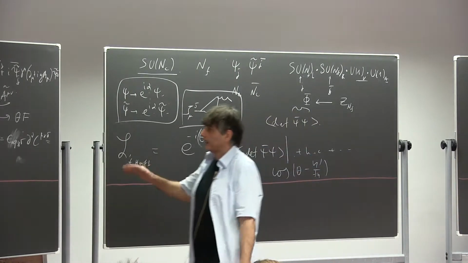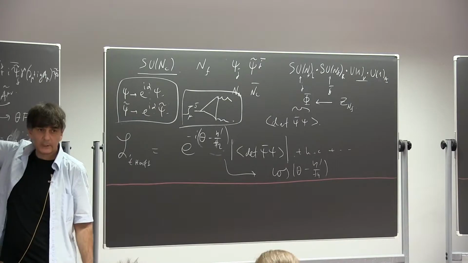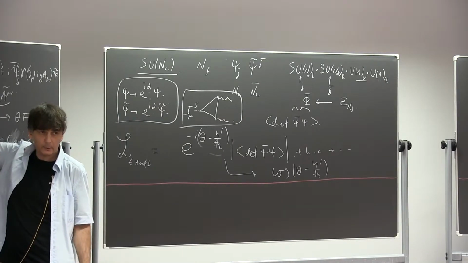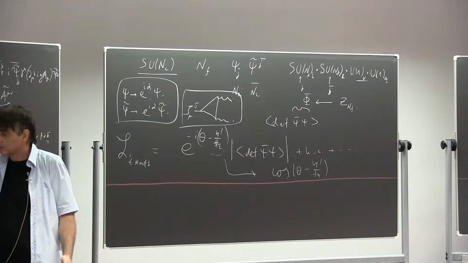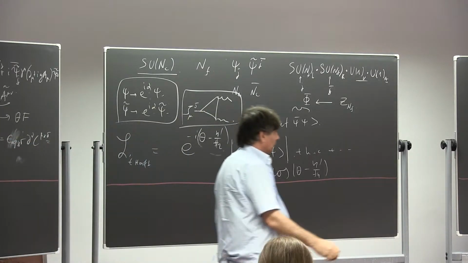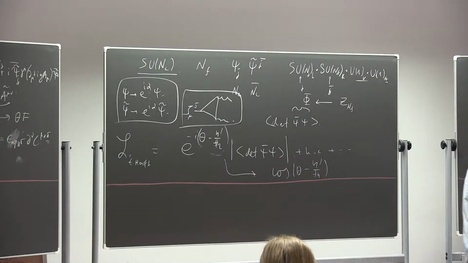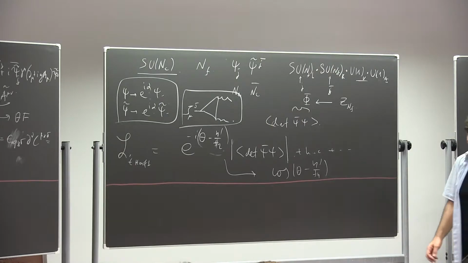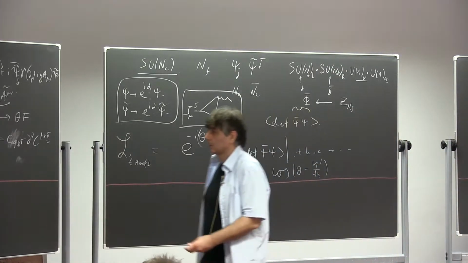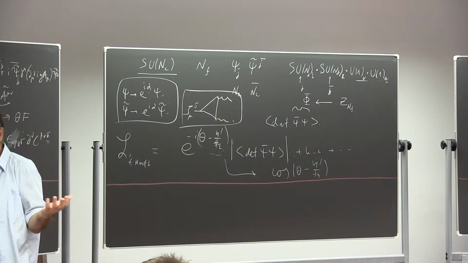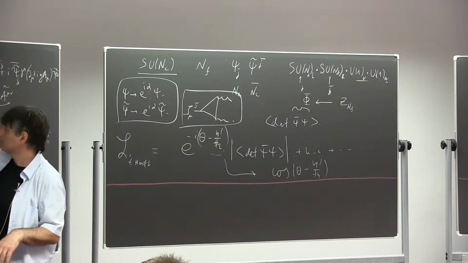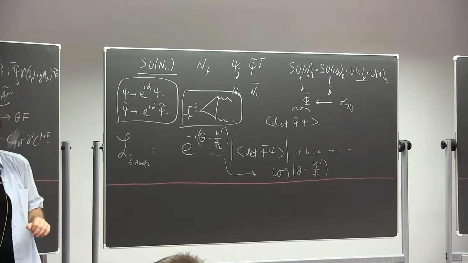Okay, so in other words, the story with Alice is clear. Now the question is, how is this seen by Bob? Because remember, what was the story with Bob? Bob knew why this boundary term was physical.